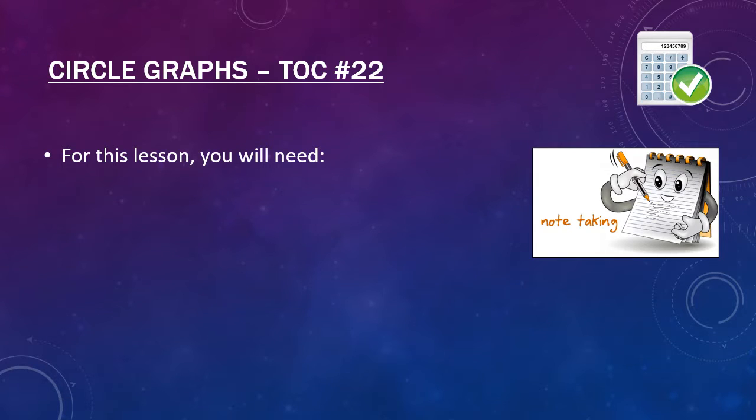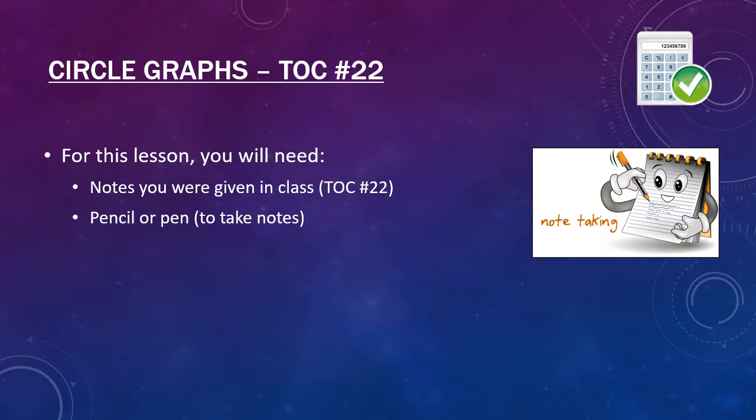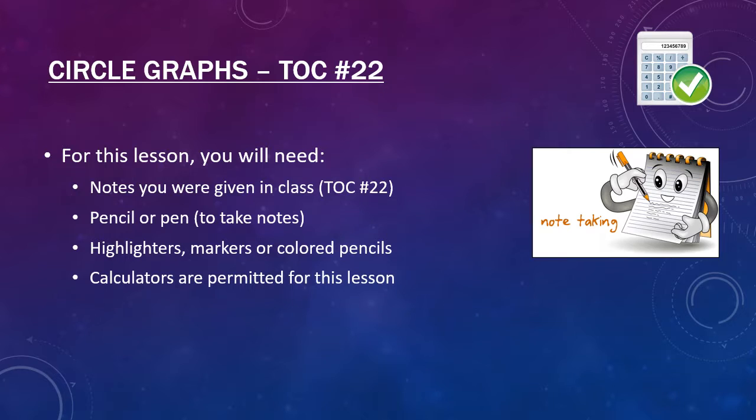For this lesson today, you will need the notes you were given in class. That is TOC number 22. You will need a pencil and pen to take the majority of the notes, but you will also, and this is very important, need at least 4 different colored markers or colored pencils, crayons, something with different colors to be able to create the circle graph at the end. And you will need a calculator to do some calculations for this unit.